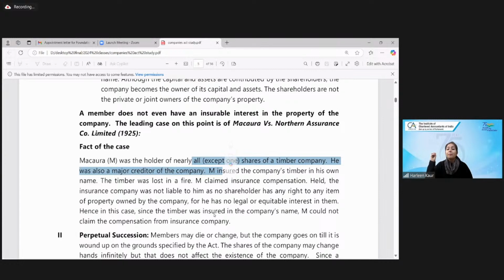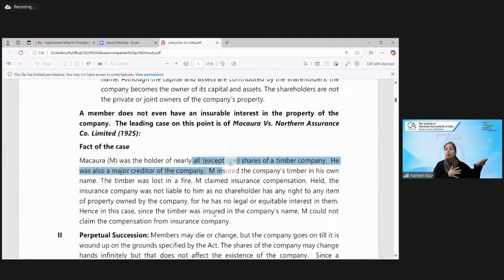He insured the company's timber in his own name. Now he took the insurance from the insurance company, saying this is my logs of wood, this is my timber, which I'm going to use for preparing furniture or sell in the market, whatever he's going to do. A lot of timber is lying, so he took the insurance in his own name. So whose timber was it? It was the company's timber, because you formed a company. Now whatever business you're doing in the name of the company, the property is of the company. It is not your private property.